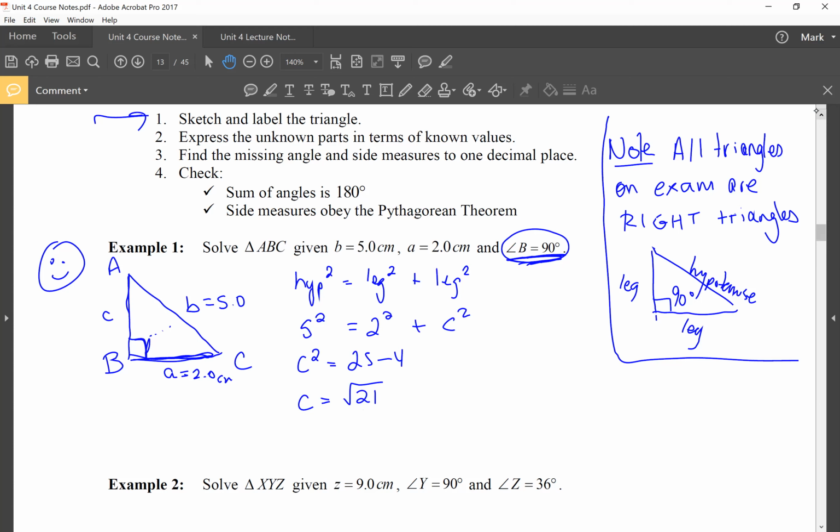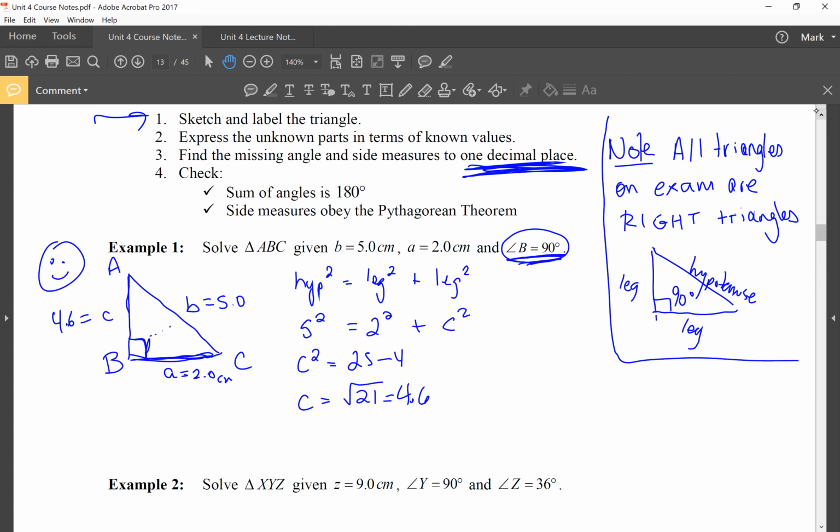Now, if you want to put that as a decimal, no problem. At this point in this course, you can use decimals here. It doesn't say solve it to an exact number. It actually says solve it to one decimal place. So root 21 is 4.6. Okay, cool. So there's a mark.